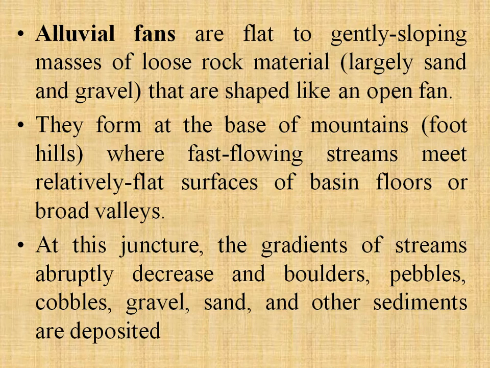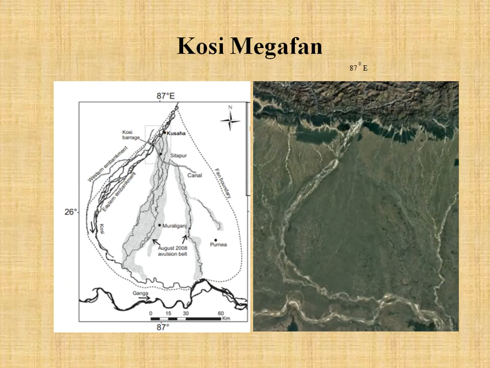They form at the base of the mountains or in the foothills region that we have discussed, where the fast flowing streams meet relatively flat surfaces of basin floors or the broad valleys. At this juncture, the gradient of the stream abruptly decreases, and boulders, pebbles, cobbles, gravel, sand, and other sediments are deposited.